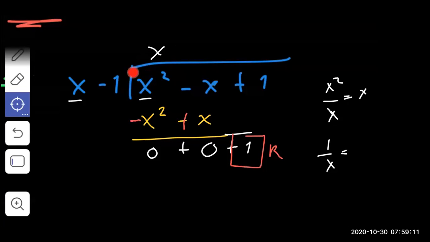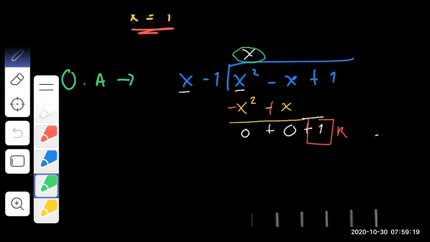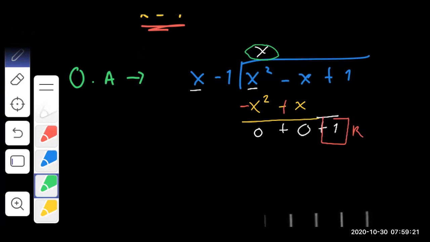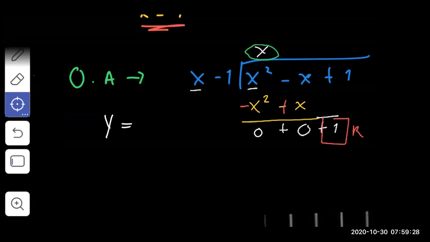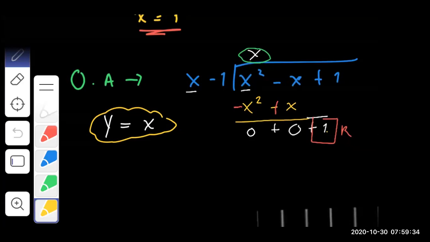What we need is the quotient, which is x. That is going to be my oblique asymptote. Let's copy that. It's going to be y equals what? The quotient, which is x. Y equals x. This is my oblique asymptote.